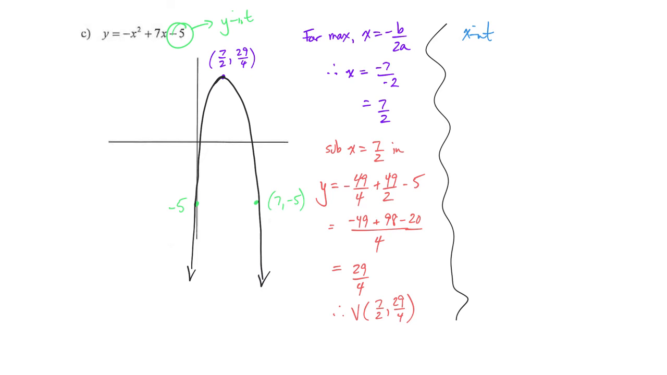There's nothing that said we had to find the vertex first. We just know we have to find it. What if our goal was to find the x-intercepts first? That means we're going to sub in y equals 0. We're going to find the 2 points across from each other first.